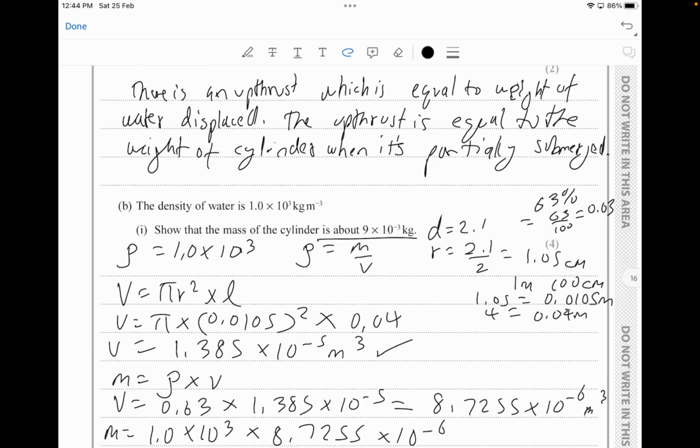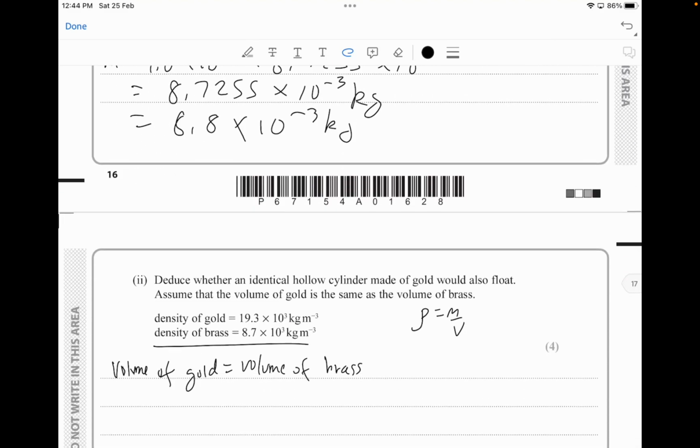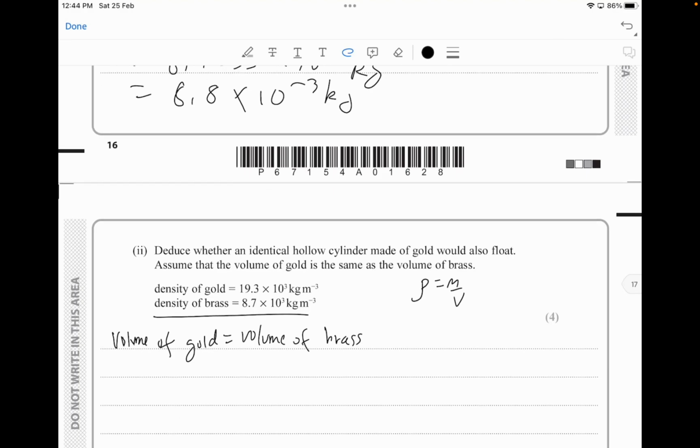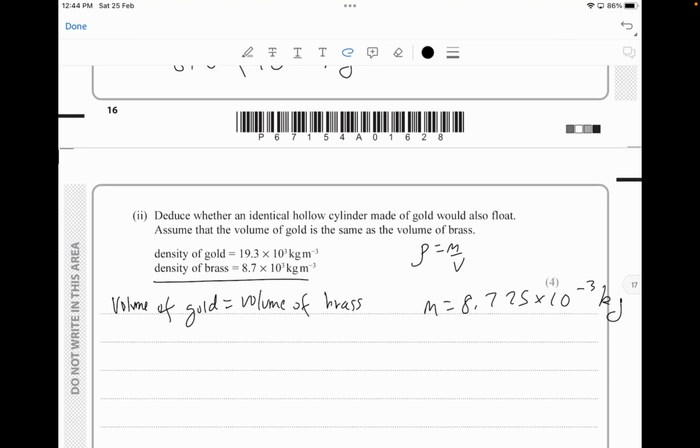So we know that the mass of the cylinder is going to be equivalent to 8.725 times 10 raised to the power negative 3. This is the mass of brass. And we know the density of brass is given, so indirectly we can find out the volume.